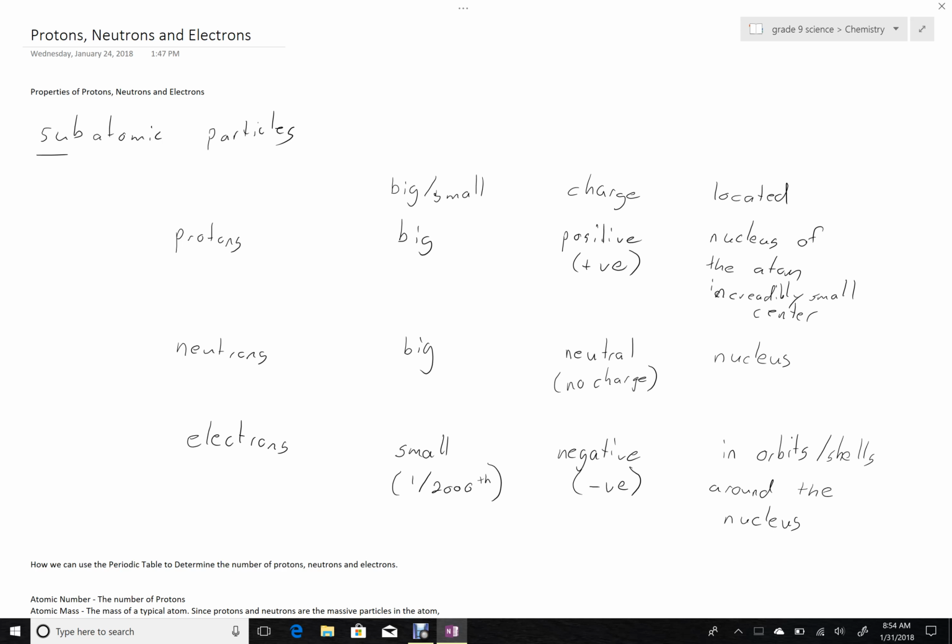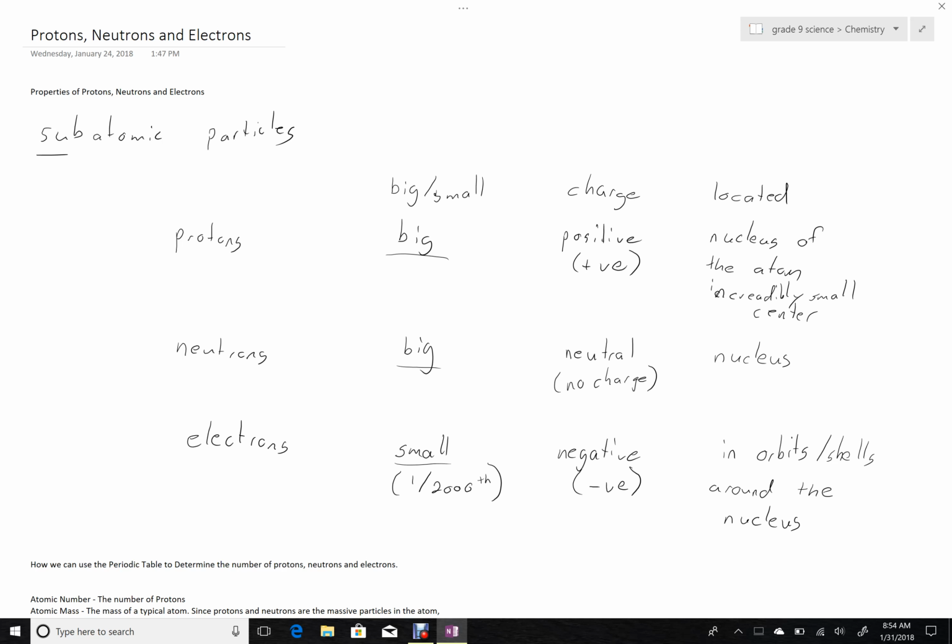Okay, so all of that is what we know about protons, neutrons, and electrons. I want to be careful about something. I'm saying these are big and this is small. That's only relative to each other. All of these things are incredibly small. They're way smaller than cells, way smaller than anything that you think of as small.